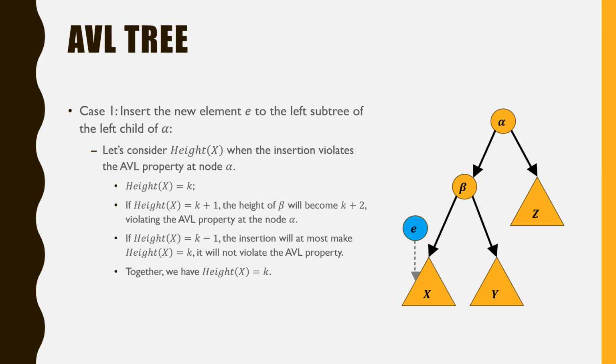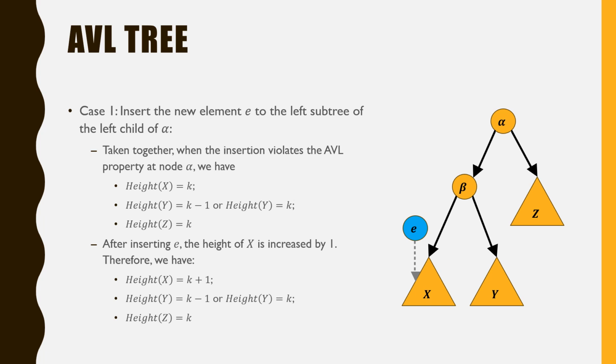Second, if x has a height of k minus 1, the insertion of e can at most increase its height to k. As we previously discussed, even if x's height increases to k, it will not trigger any AVL property violation, contradicting the assumption that the insertion leads to a violation. Therefore, the height of x before insertion can only be k.